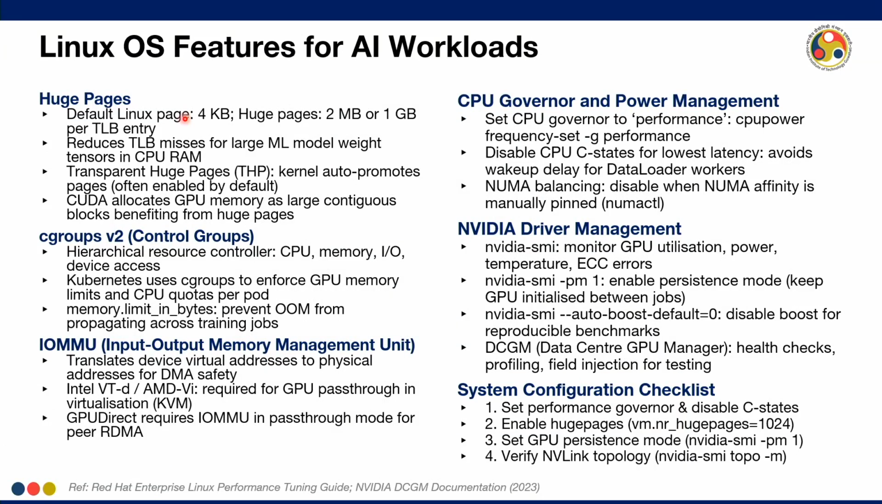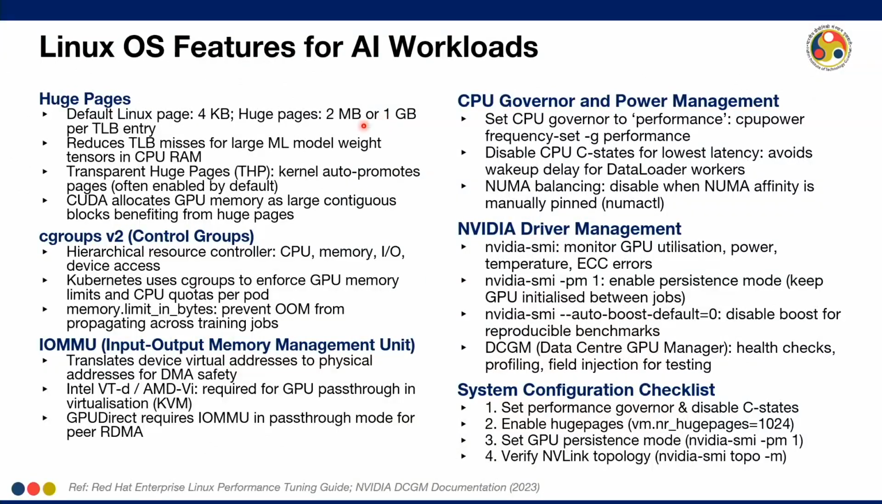Okay, but usually when we have large AI workloads, where we have multiple hundreds of MBs of parameters, or even in terms of GBs, gigabytes of model parameter size, then this page size will have lots of TLB misses. TLB means the translation lookaside buffer. If you have gone through operating systems, you know that this is required for virtual memory address to physical memory address translation, right.